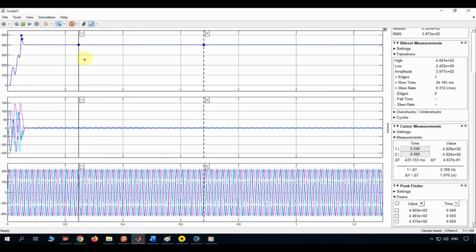Overall, these three scope traces tell a consistent story. The system experiences a short but expected startup transient, during which the DC link voltage briefly overshoots and the three-phase quantities show large initial oscillations. Within a fraction of a second, the control system brings everything under control. The DC link voltage settles tightly around its 400-volt reference, and the three-phase waveforms reach a clean, stable, periodic steady state, with only the expected high-frequency switching ripple remaining visible for the rest of the simulation.